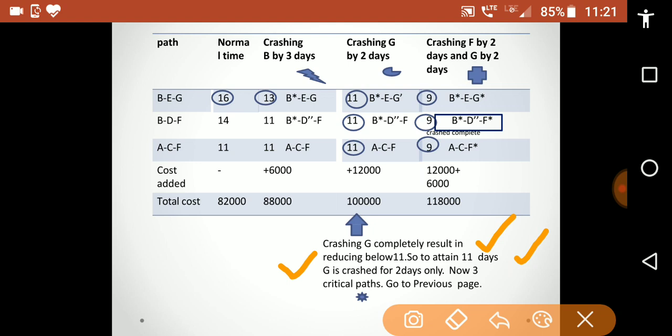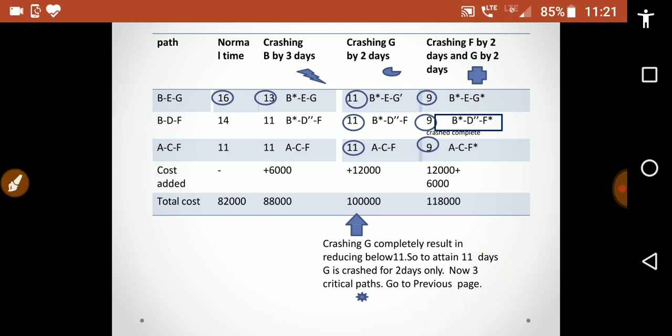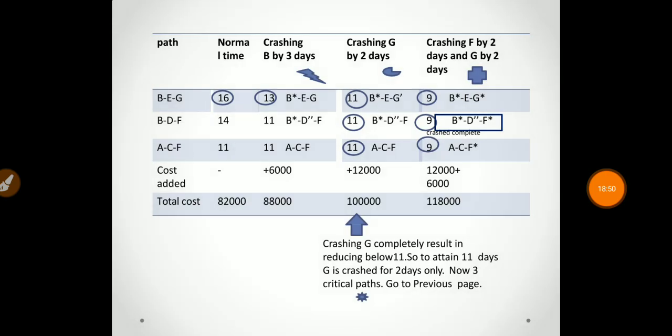Now 3 critical paths are available in the given project. So students, here we have found 3 critical paths because the values of all the 3 paths are 9. So students, this problem is solved.